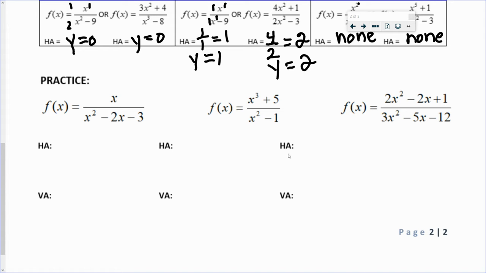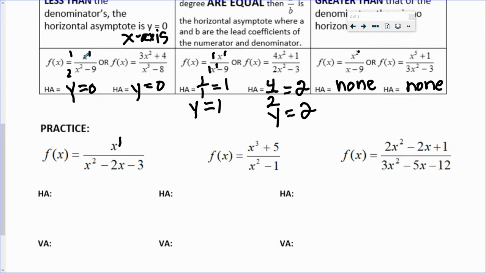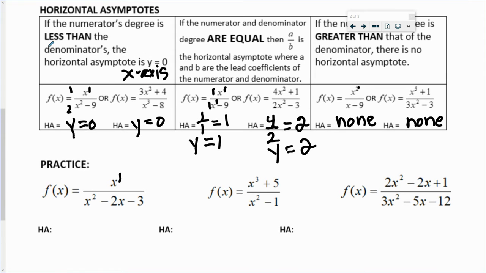Okay, so coming back, we have 3 examples here. We have the first one. We can do the horizontal asymptote first. We have an x to the 1 in the numerator and an x squared in the denominator. So this is case 1, where the numerator's degree is less than the denominator's. So the horizontal asymptote is y equals 0.